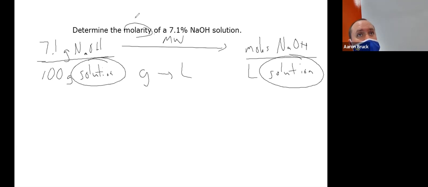Now, there is a piece of information that we are missing to solve this problem. Can anybody think of what is missing or what would help us to go between grams and volume of a particular substance? I heard it. Anyone want to say it louder? Density. Okay. Density would tell us the relationship between the mass of the solution and the volume of the solution.